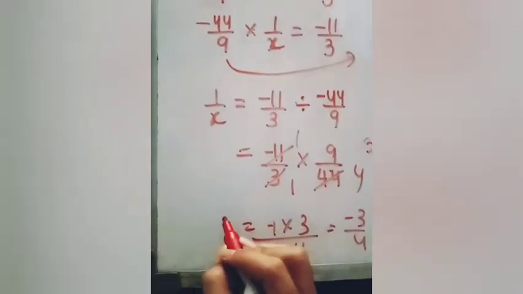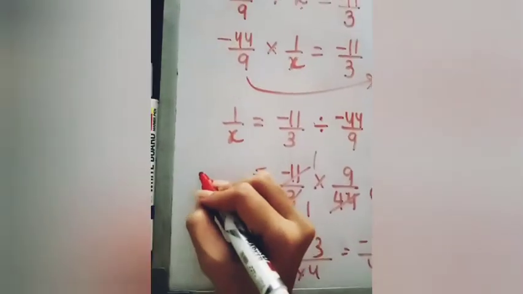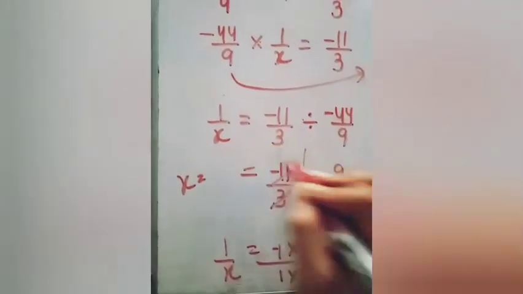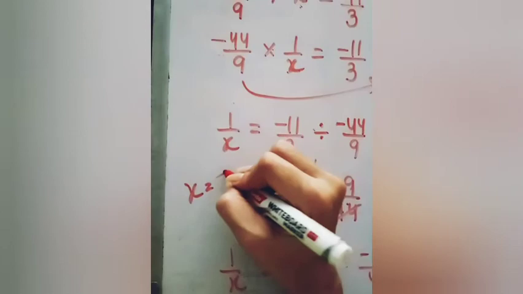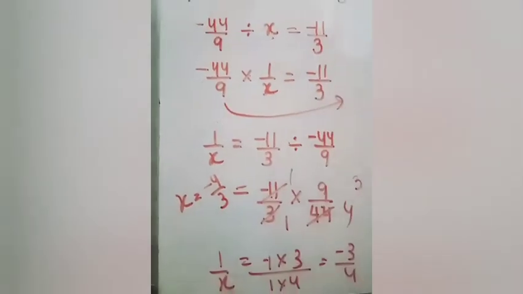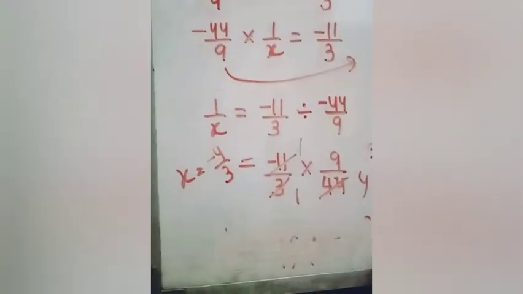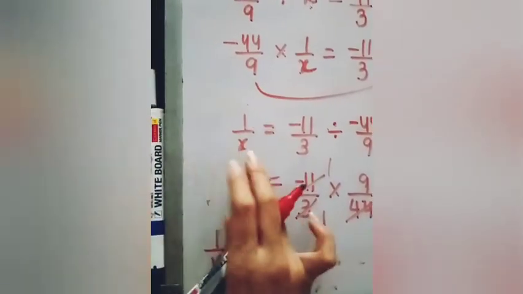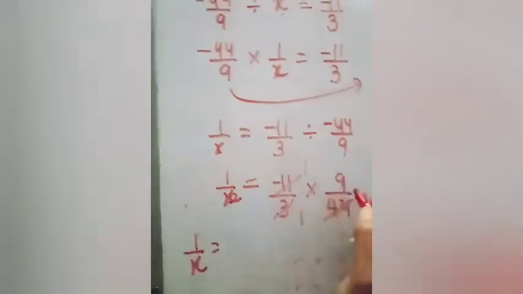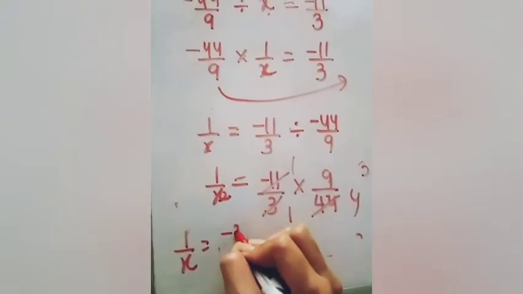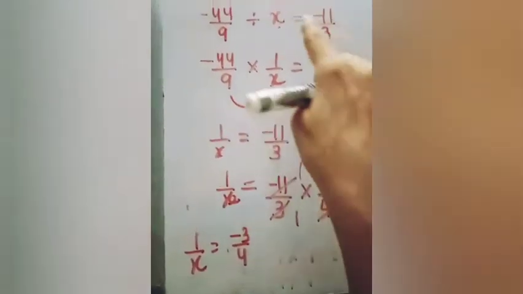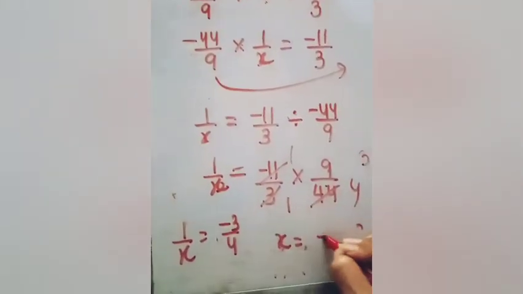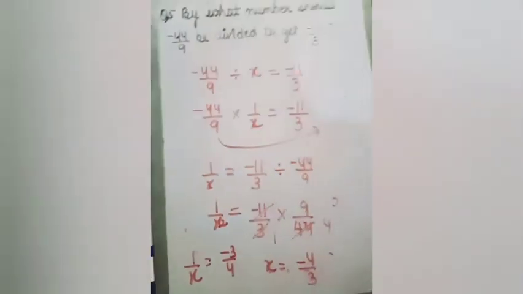Now class, this is the value of 1 upon x. We have to find the value of x, so the value of x is its reciprocal. The reciprocal of this will be minus 4 upon 3. Okay, now see here once more. The value we got for 1 upon x is minus 3 upon 4, but we have to find the value of x, so x will be the reciprocal, minus 4 upon 3.